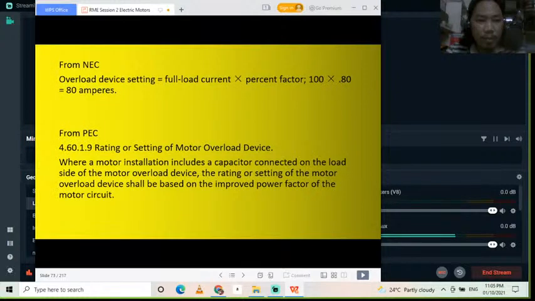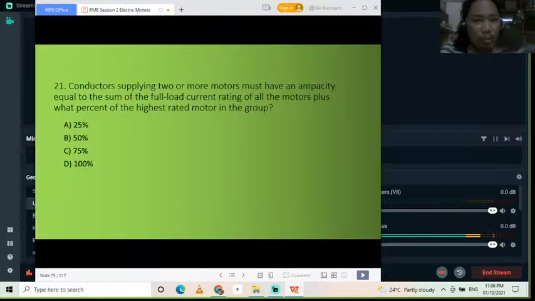So, overload device settings from National Electrical Code: full load current times percent factor. 100 times 0.8. Ayun, 80 amperes. Eksakto. Galing naman sa Philippine Electrical Code, where a motor installation includes a capacitor connected on the load side of the motor overload device, the rating or setting of the motor overload device shall be based on the improved power factor of the motor.